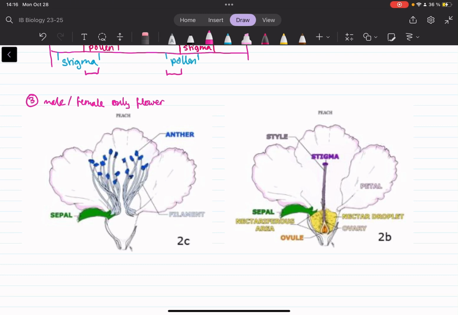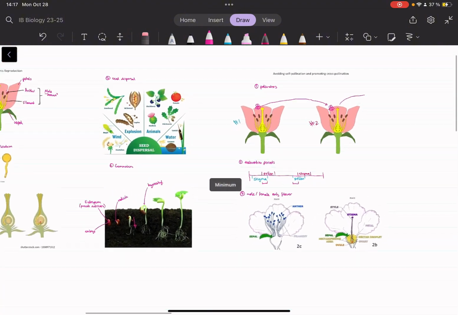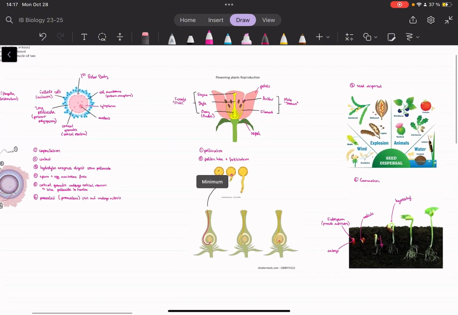And so obviously because the anther and the stigma are further away, the chances of self-pollination are decreased, or there is literally just a female or just a male plant. So there are 2 different variations, I guess, of that plant, and one of them is a male plant and the other is a female plant. And obviously that's going to help a lot with avoiding self-pollination, because the stigma and the anther aren't even on the same plant. They're on 2 different plants. But yeah, that is it for the whole topic of reproduction.